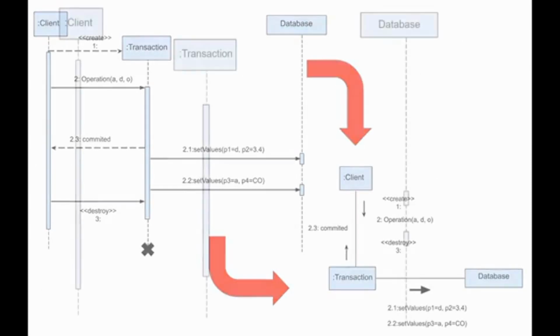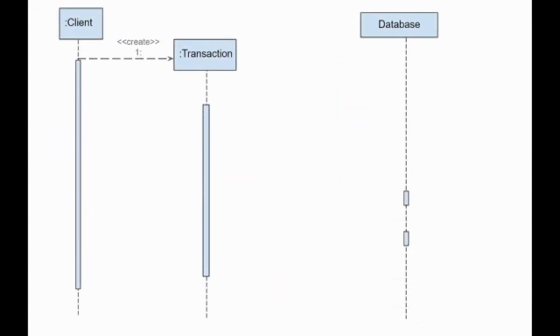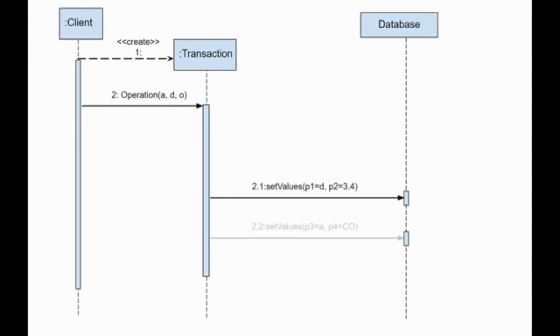The client creates a transaction and performs an operation with messages A, D, and O. After that, another two transactions put values of P1, P2, P3, and P4 to the database. Afterwards, the client receives a message that the transaction was completed. And finally, the transaction is destroyed.